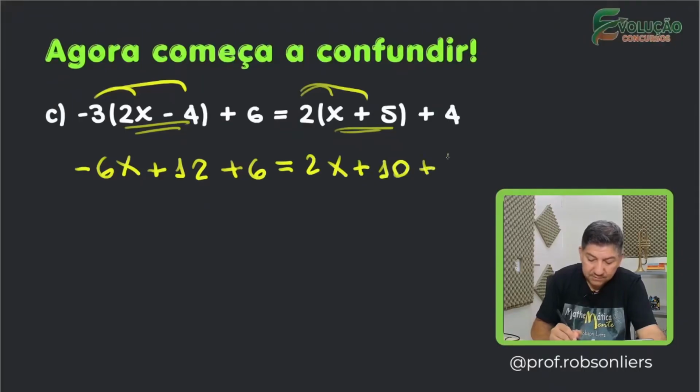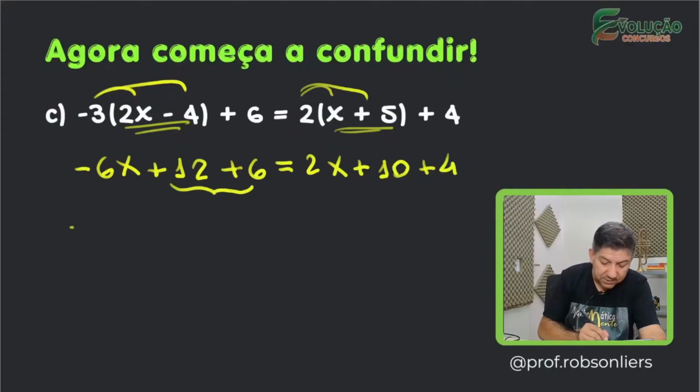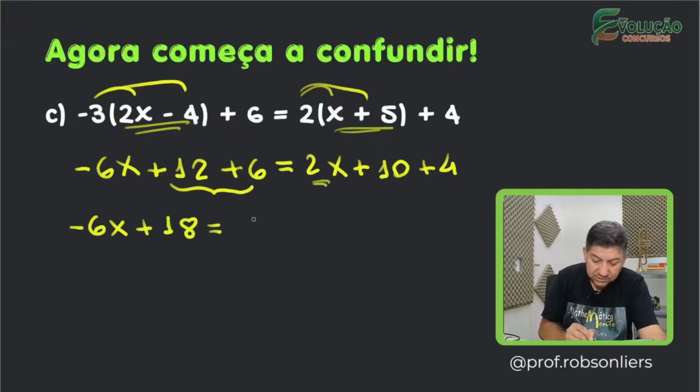I'll repeat, plus 4. Now we can solve these additions here. Look, plus 12 plus 6. So I'll repeat here, look, minus 6x plus 12 plus 6 is 18. So plus 18 equals 2x, I'll repeat. 10 plus 4 is 14, so plus 14.